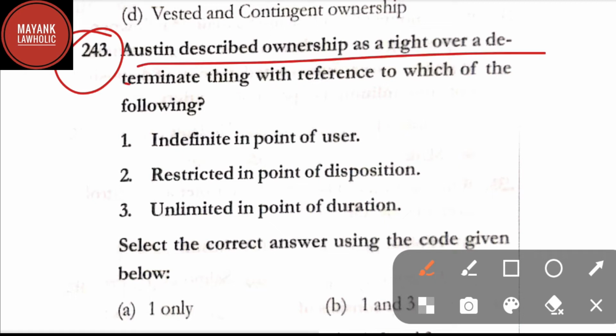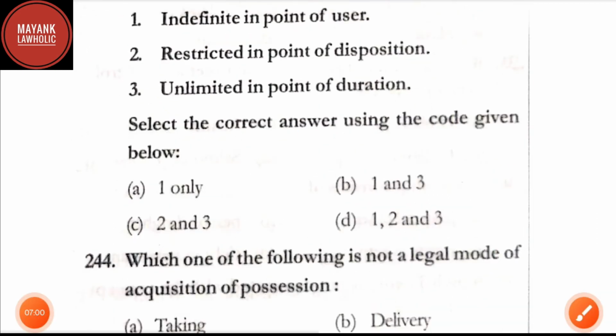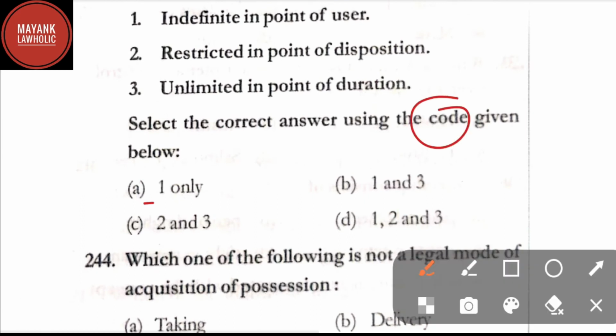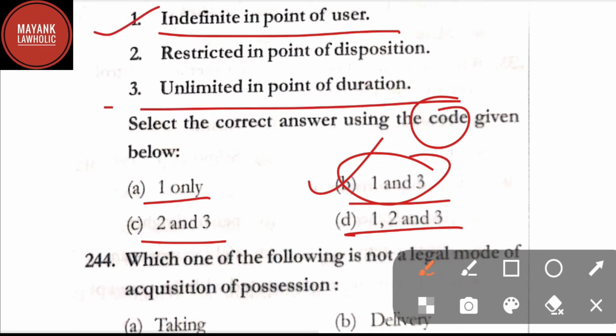Austin described ownership as a right over a determinate thing with reference to which of the following: 1. indefinite in point of user, 2. restricted in point of disposition, 3. unlimited in point of duration. Select the correct answer using the code given below. Options are 1 only, 1 and 3 only, 2 and 3, 1, 2 and 3. Here in question number 243, the correct answer is option B, that is 1 and 3. Indefinite in point of user and unlimited in point of duration. These are the correct answer.